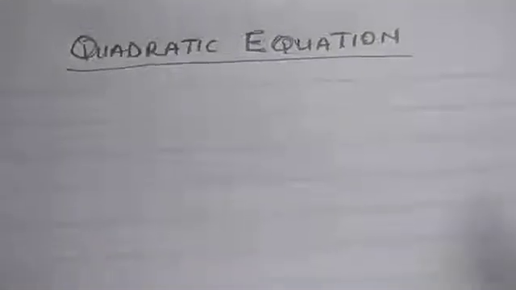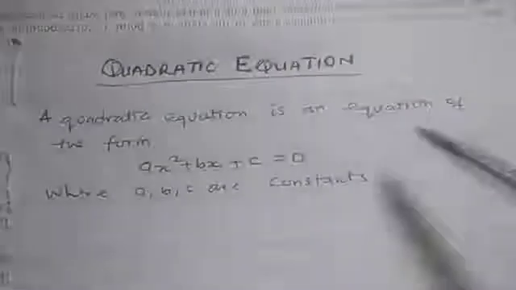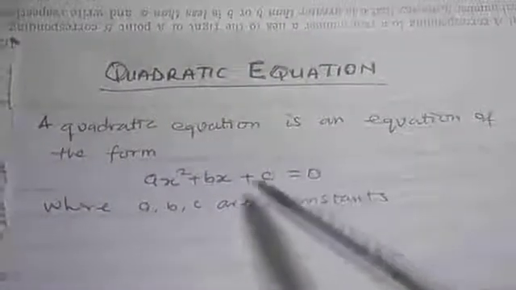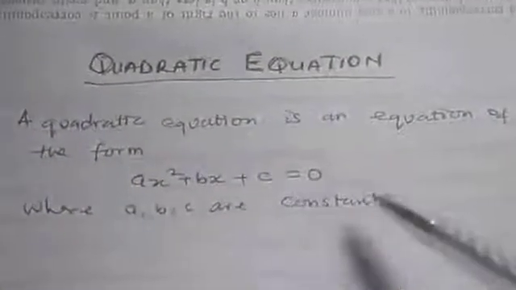Quadratic equation. In our last video, we considered linear equation. Now we want to consider quadratic equation. We say that a quadratic equation is an equation of the form ax squared plus bx plus c equal to 0, where a, b, c are constants.